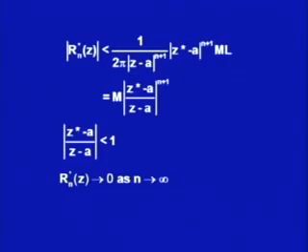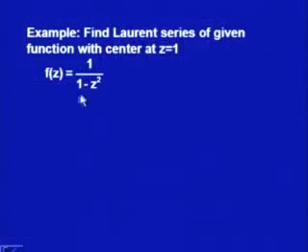With this, we have been able to represent the function f(z) in powers of (z minus a), and in the series we have both positive powers of (z minus a) as well as negative powers of (z minus a). So, let us illustrate this with the help of an example. So, here we have to find the Laurent series for the given function f(z) is equal to 1 upon 1 minus z square with center at z is equal to 1.